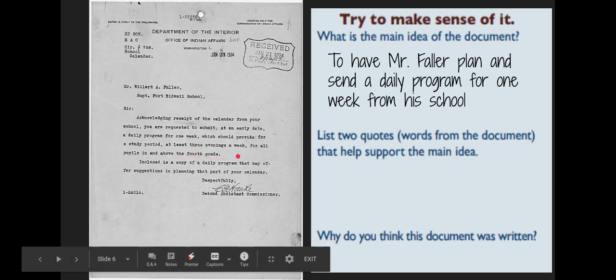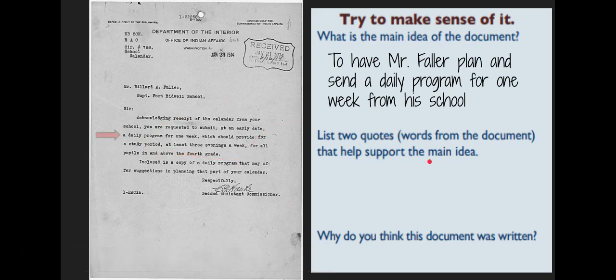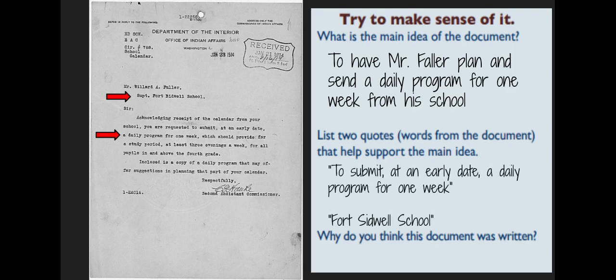week, right? So list two quotes that help support the main idea. Well, it says it's a daily program for 1 week. And then again, Fort Bidwell School, okay? Or Sidwell, Bidwell, Sidwell. It's really hard to see, it's so tiny. And why do you think the document was written? Well, it could be written to tell the principal or the teacher the requirements of how the school is to be outlined. I mean, I'm not really sure, but that's what I think. But what I think could be different from what you think. It just depends on how you perceive the document, how you look at it.